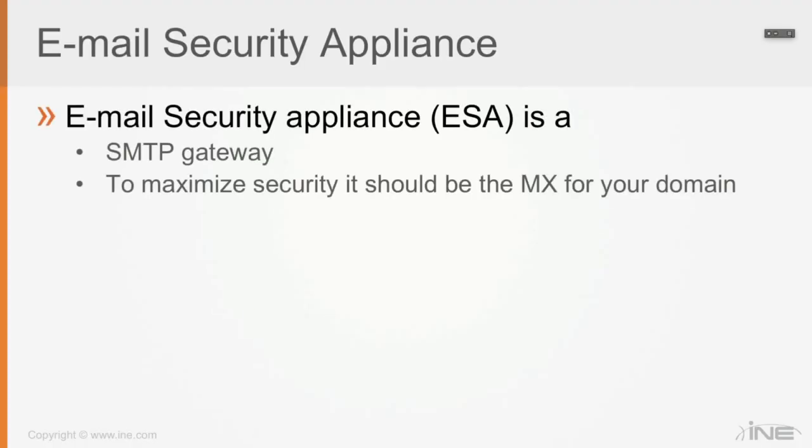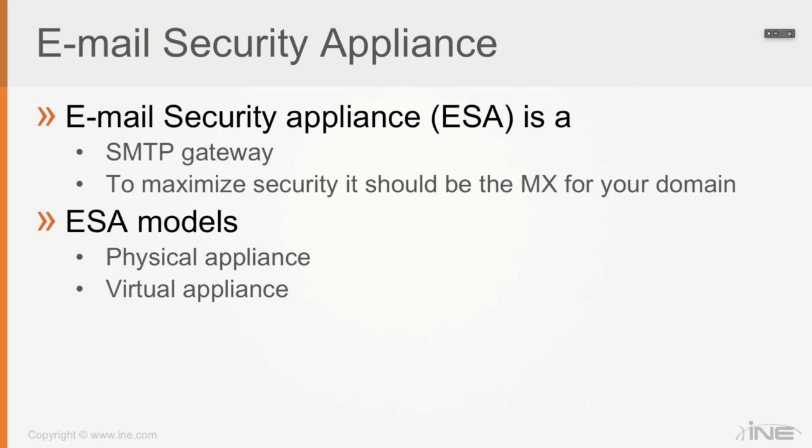So the Email Security Appliance is nothing else but an SMTP gateway, and to maximize the security features available through the Email Security Appliance, it should be the MX for your domain, which means it should be the gateway receiving email. It should be the first gateway towards the internet. So it should be the SMTP gateway which actually receives all email traffic from the internet, and it should be the email gateway which sends email traffic to the internet.